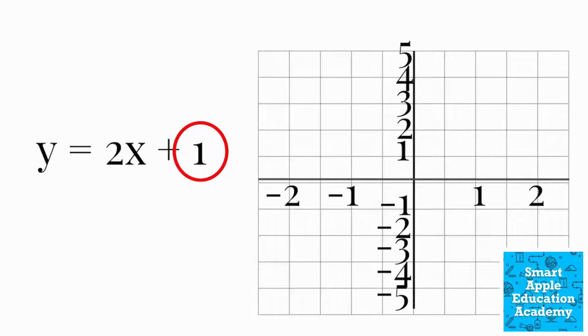So we know that the y-intercept is at 0, 1. So when x equals 0, y equals 1. Let's plot that on our graph. So our first point on the graph is at 0, 1.